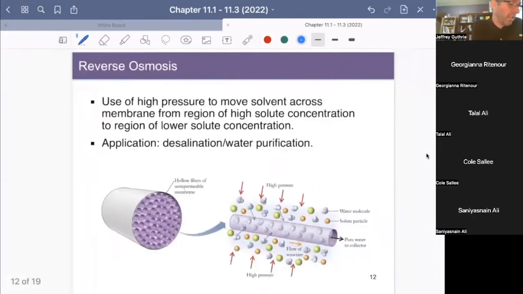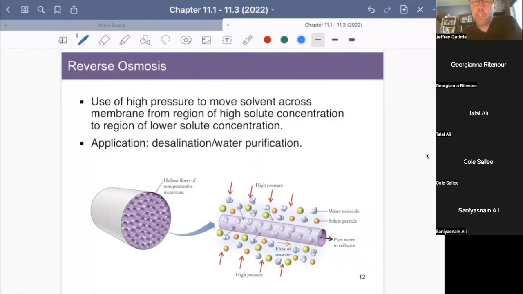Okay, so reverse osmosis is just the opposite of osmosis. If in osmosis the water is moving from low solute to high solute, in reverse osmosis it's the opposite way. It's moving from high solute to low solute. And if osmosis is a spontaneous process, then reverse osmosis is not a spontaneous process. So energy needs to be added to this system in order to make reverse osmosis work.